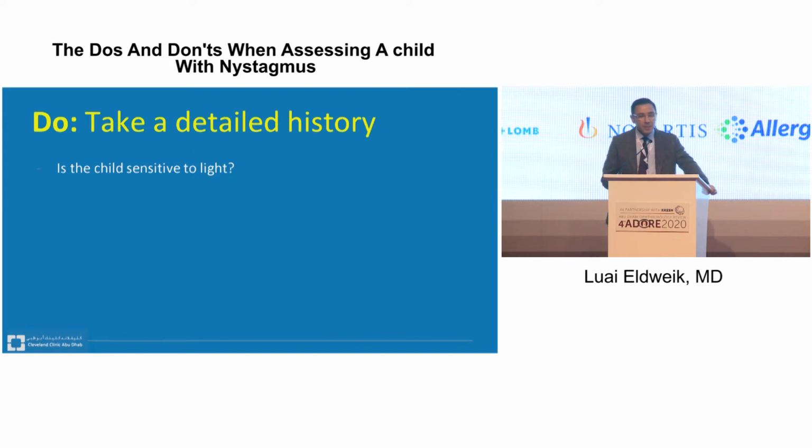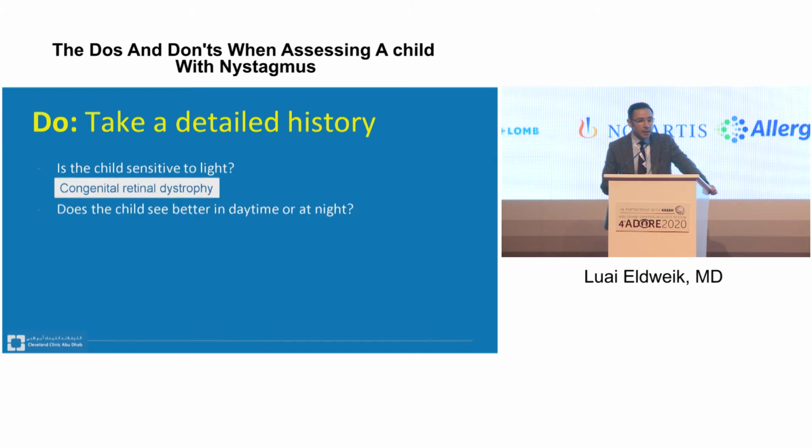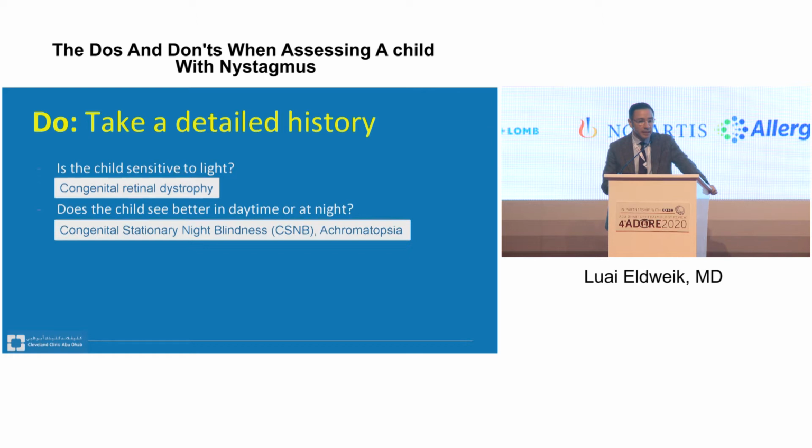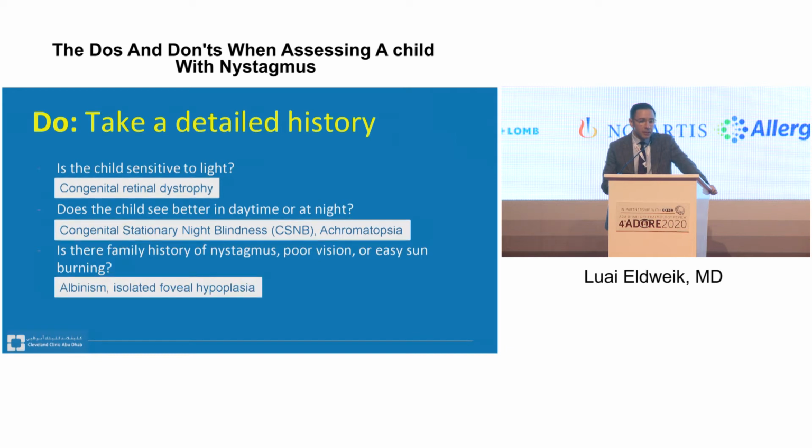So take a detailed history. You have to take a detailed history, and the three elements that I usually look for are the sensitivity to light, the variability in the vision between the daytime or night, and lastly, the history of nystagmus, poor vision, or easy sunburn. These are the three elements that I usually screen for when I see a patient with nystagmus.